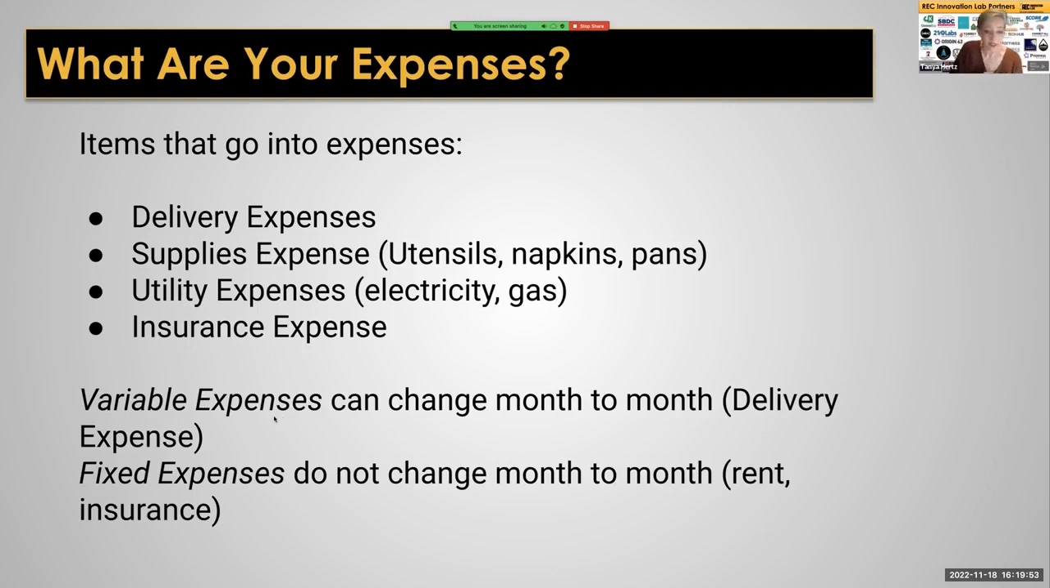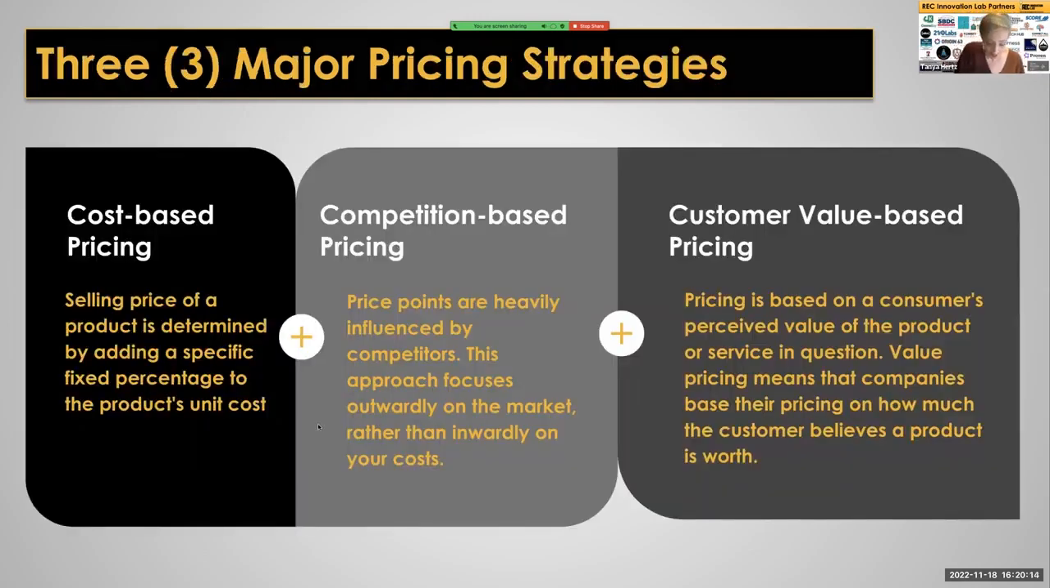Again, variable expenses can change month to month, or depending on how many of a particular product you produce or make. Fixed expenses don't change. It doesn't matter how many goods you make, you're still going to need to pay the same in rent. You're still going to need to pay the same in insurance.